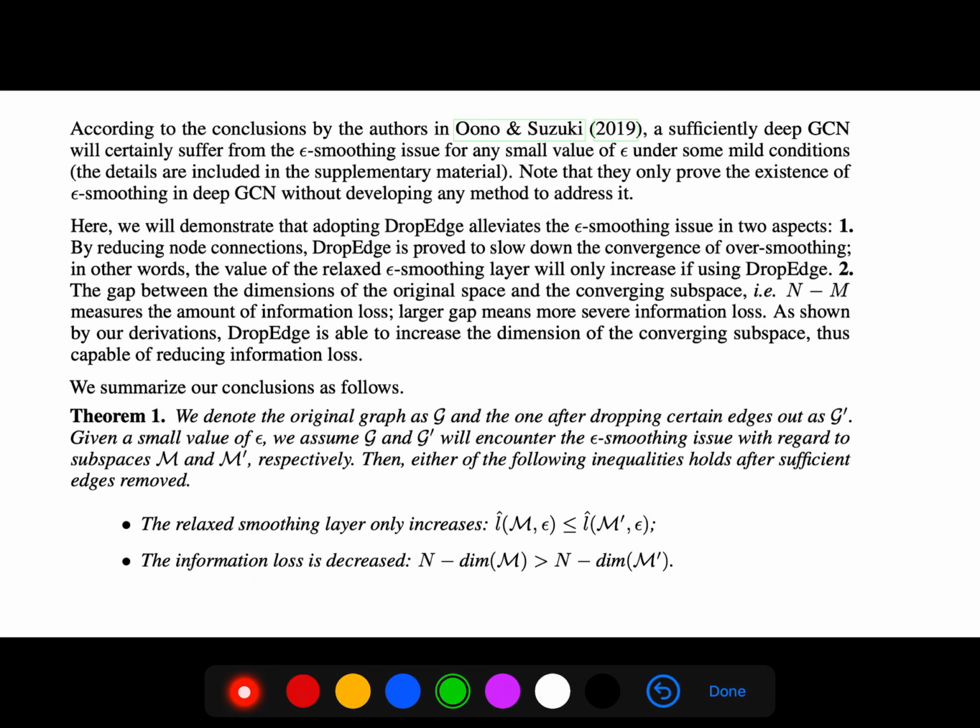We denote the original graph as G and the one after dropping certain edges as G prime. Given a small value of epsilon, we assume G and G prime will encounter the epsilon smoothing issue with regard to subspaces M and M prime respectively. Then either of the following inequalities holds after sufficient edges are removed. The relaxed smoothing layer only increases. The information loss is decreased.